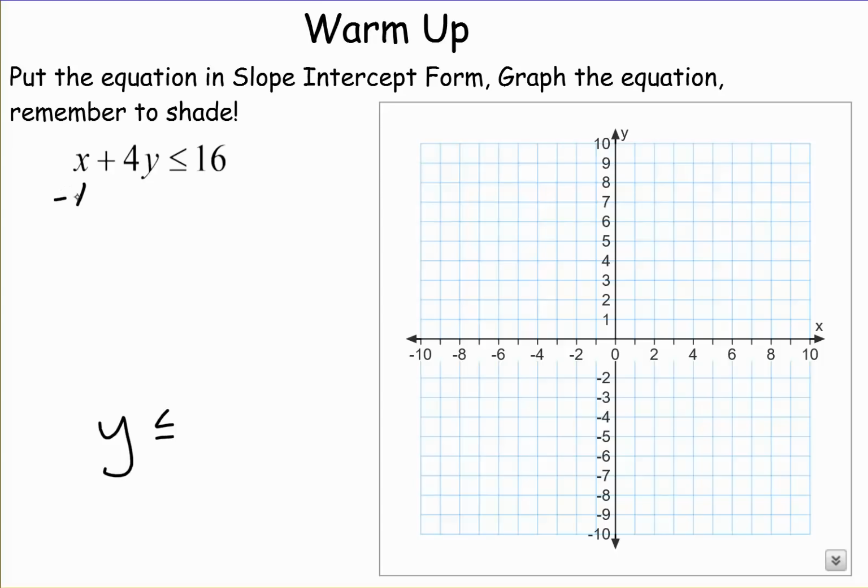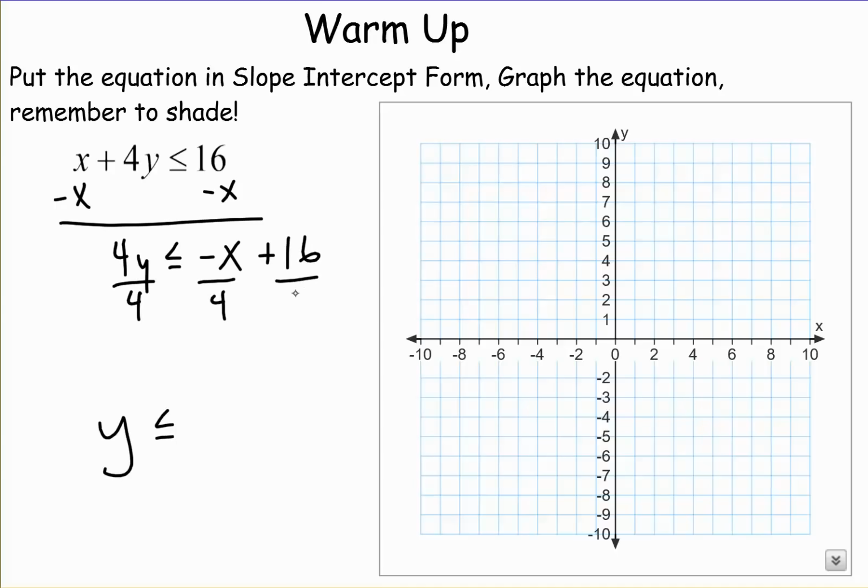So we need to subtract x from both sides. We get 4y is less than or equal to negative x plus 16. Divide by 4. This is a negative 1x, so this makes negative 1/4 times x. And 16 divided by 4 is 4. Y-intercept is 4.